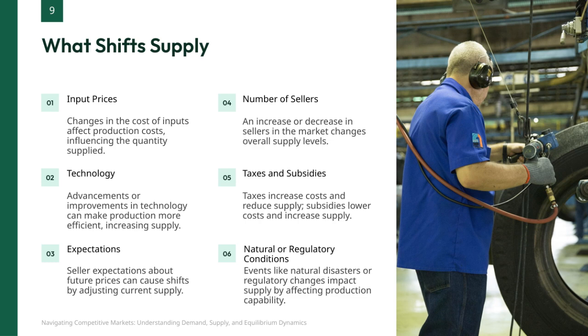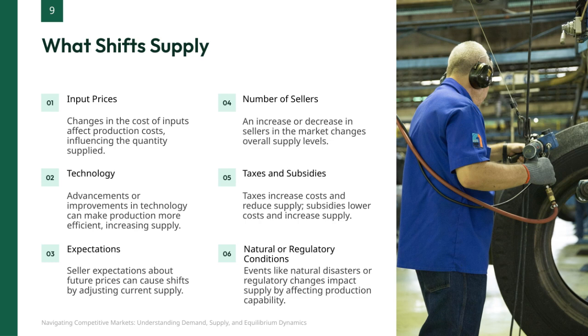Another important factor is the number of sellers in the market. More sellers typically mean greater overall supply, while fewer sellers reduce it. Taxes and subsidies also influence supply. Higher taxes raise costs and can decrease supply, whereas subsidies lower costs, encouraging suppliers to produce more.